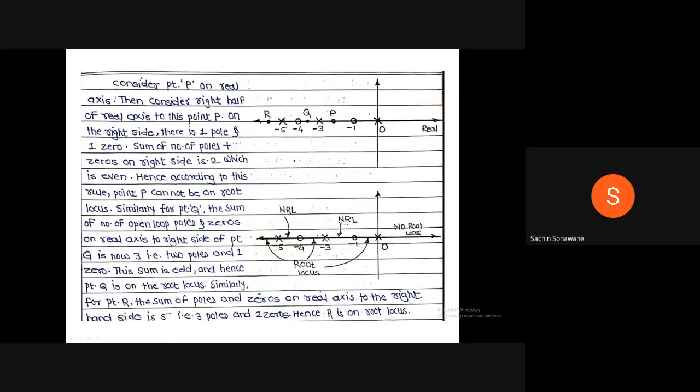Now, go to minus 3 point. Towards the right side of minus 3, how many poles and zeros are there? p is equal to 1 and z is equal to 1. Therefore, p plus z is equal to 2. It is an even number. If it's an even number, then between minus 3 and minus 1, there is no root locus region.